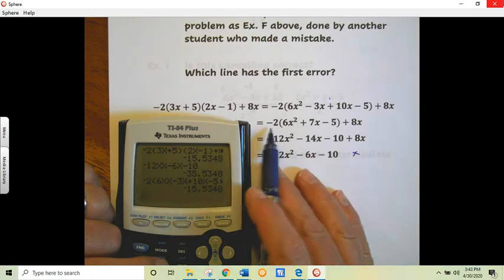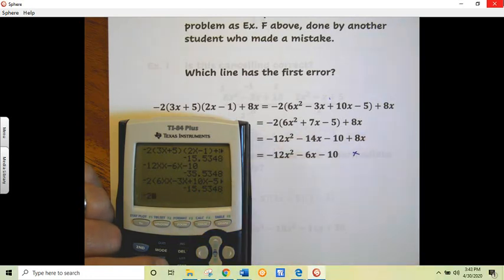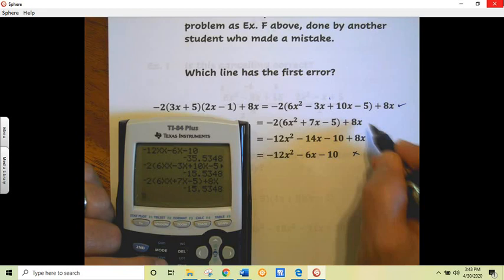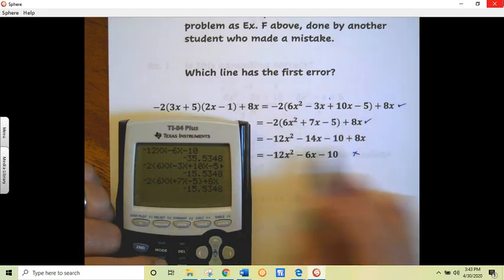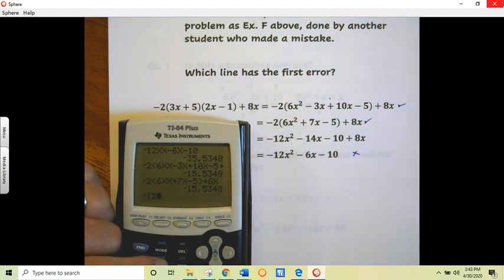Now I'm going to type the second line. Negative 2 times 6x squared plus 7x minus 5 plus 8x. And that one's still good. So this line was good, this line was good. Now we must have a mistake here. So let's see if it's true.